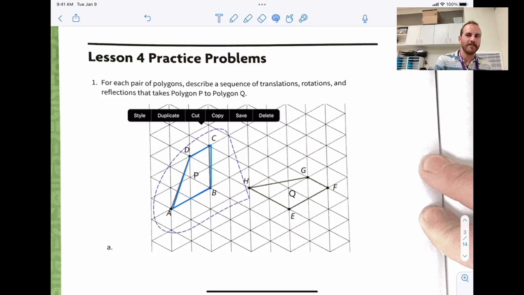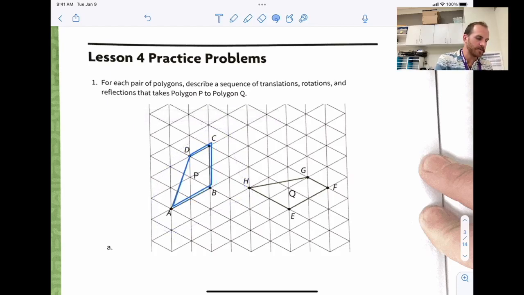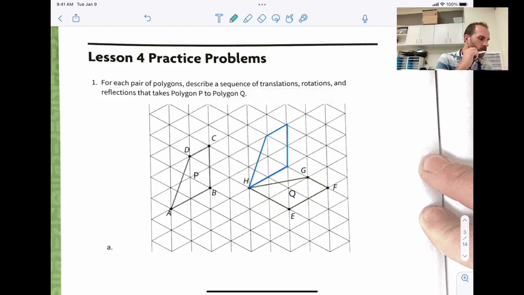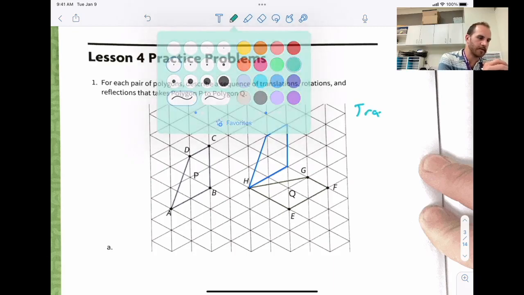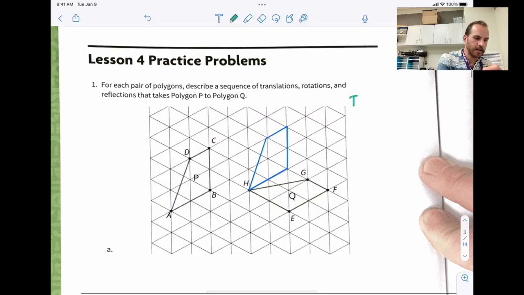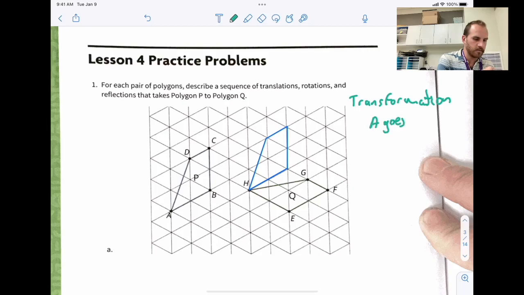I think on Canvas it gives you a very specific way to do it, like it has options. I think the correct option was take A to H, and then do a 60-degree rotation. I should probably write this down. So the transformation, in a different blue because that one is hard to see. We're transforming so that A goes to H.